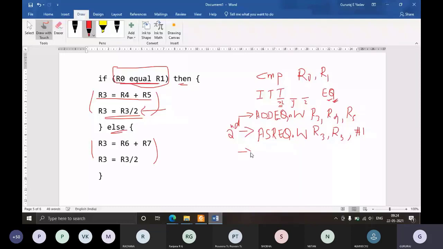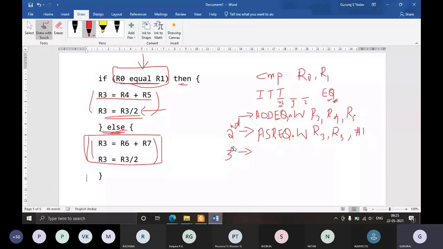Right. So we will come to the else part now. In the else part, you can see again there are two statements, and these two should execute only if this condition is false. That is, if R0 is not equal to R1, these two statements should execute. Fine. So that is the else part.